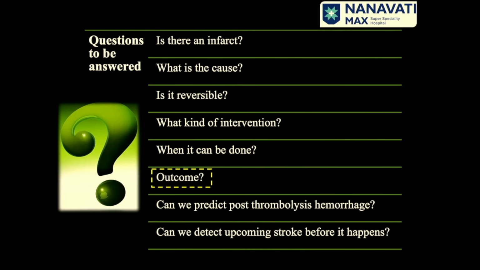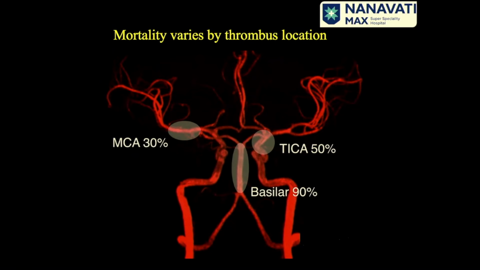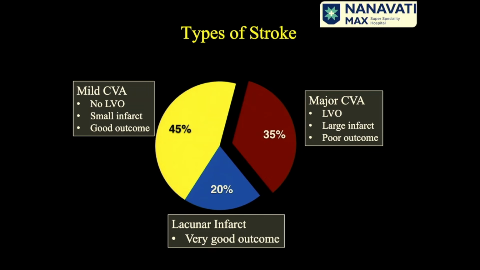The sixth question that we need to answer is when you see an infarct, what are the likely outcomes? What we need to know theoretically is that it depends on the location of the thrombus. So basilar artery has a mortality of 90%, terminal ICA occlusion has a mortality of 50%, MCA territory, proximal M1, has a mortality of 30%. So depending on where the thrombus is, mortality and morbidity is going to be different.